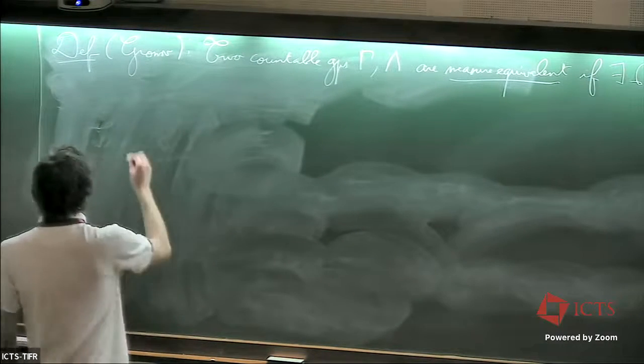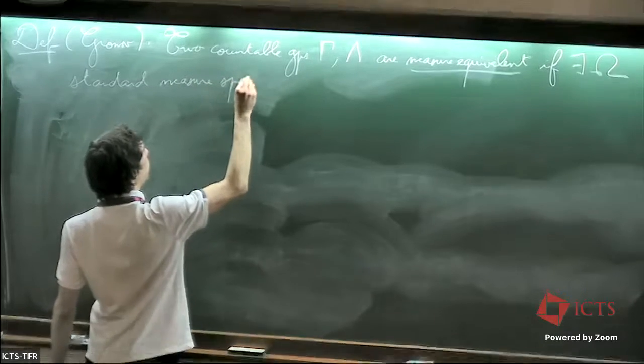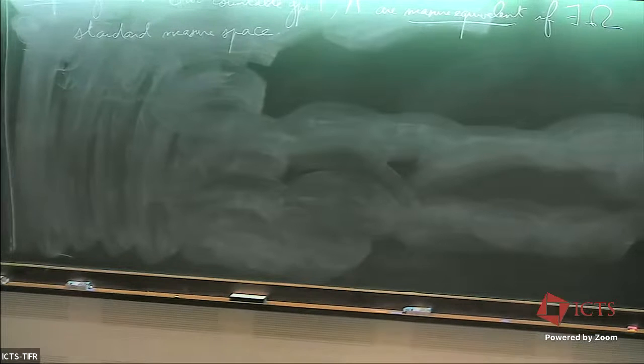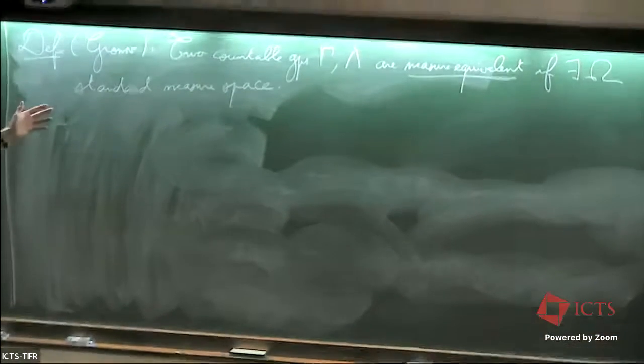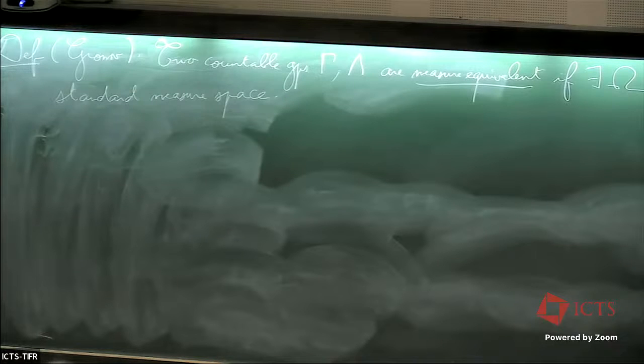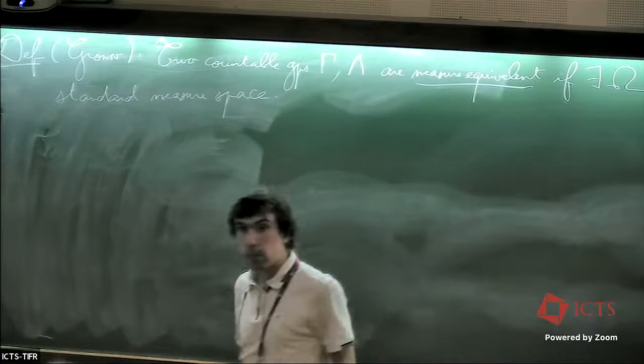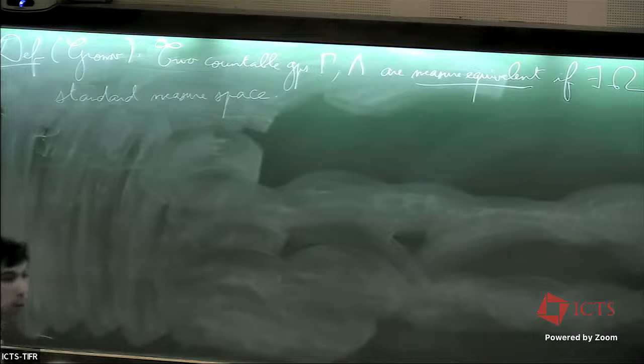if you can find a space omega, but this time it's not going to be a topological space, it's going to be a measurable space. So this is a standard Borel space, a standard measure space, which means that it's the Borel space associated to a separable and completely metrizable topological space, a Polish space, equipped with a Borel measure. But you should think that measurably omega is something like R with the Lebesgue measure, or possibly a countable set with an atomic measure, or possibly a combination of the two.